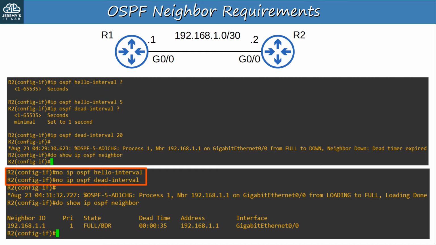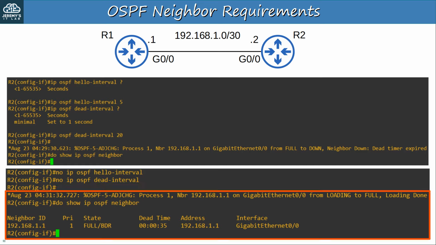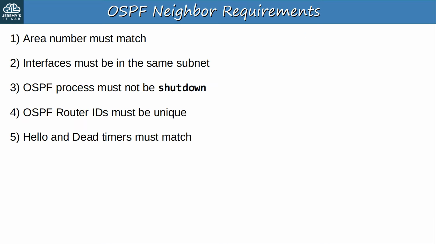Notice the method I used to return them to their defaults. It's the same as for the router ID. I didn't have to actually specify no ip ospf hello-interval 5 or dead-interval 20 to remove the commands. Anyway, now that the hello and dead timers match again, the neighbor is back up. So remember to check the hello and dead intervals if you're having trouble with OSPF adjacencies.